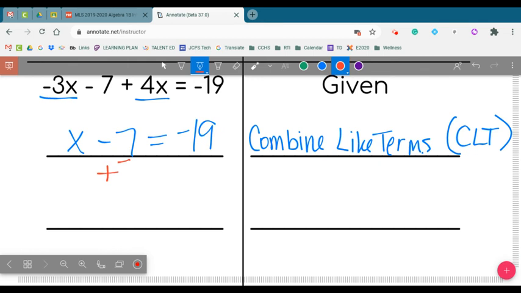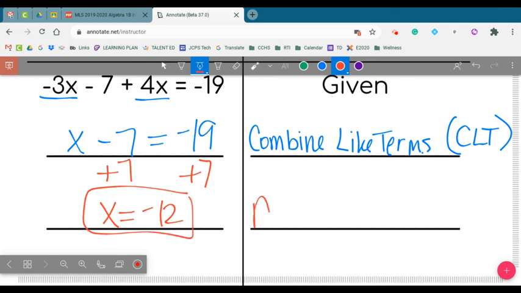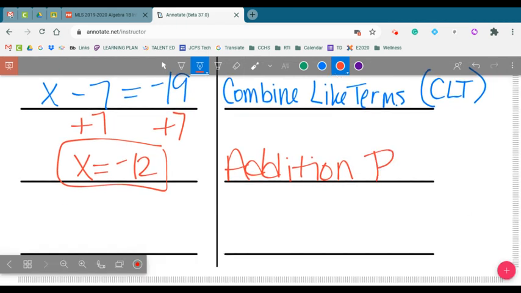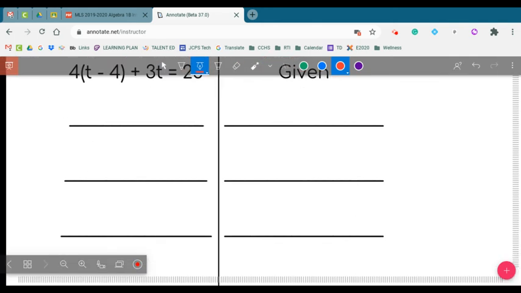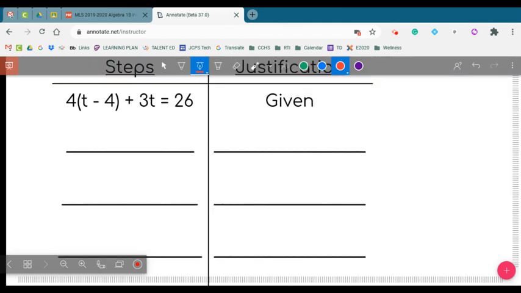And this one, we just need to add 7 to both sides. We get x equals negative 19 and a positive 7. Subtract, keep the sign on the bigger number. So 19 minus 7 is 12, and keep that negative. So this one only had one more step. So this one's going to be addition. POE, property of equality, since we did it to both sides. Okay, last problem.